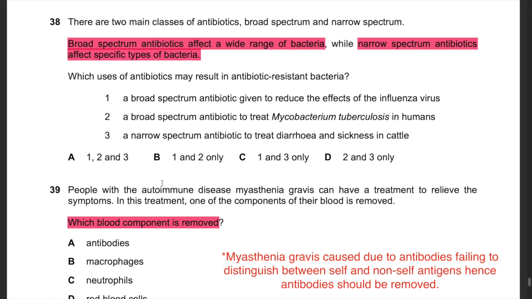Option 2. A broad spectrum antibiotic to treat Mycobacterium tuberculosis in humans. Again, Mycobacterium tuberculosis is a specific type of bacteria, hence should be given a narrow spectrum. So if you give a broad spectrum instead of a narrow spectrum to treat specific ones, it will result in antibiotic resistant bacteria. Therefore, option 2 is also going to result in antibiotic resistant bacteria. Option 3. A narrow spectrum antibiotic to treat diarrhea and sickness in cattle. That is also going to result in antibiotic resistant bacteria, as diarrhea and sickness should be treated using broad spectrum. Therefore, the answer is A, 1, 2 and 3.